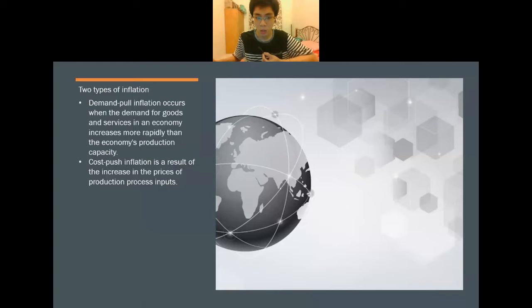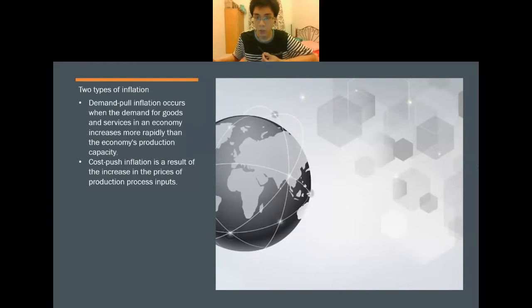Second, cost-push inflation. This inflation is a result of the increase in the price of the production process, for example, an increase in labor costs or an increase in the cost of raw materials. This will lead to a higher cost for the finished product and contribute to inflation.